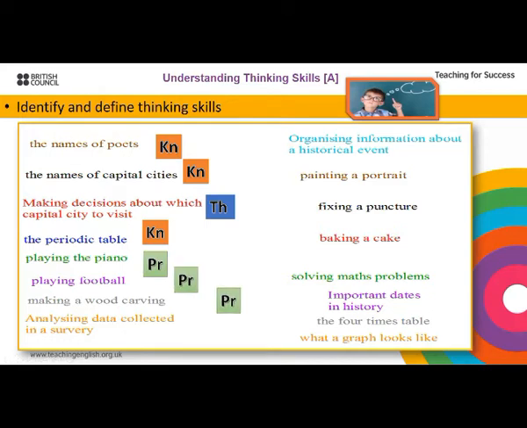Analyzing data collected in a survey. Thinking skills. Yes, thinking skills. Another one.